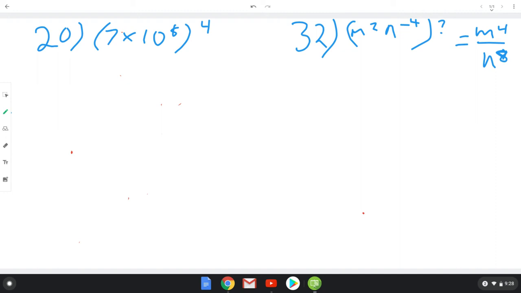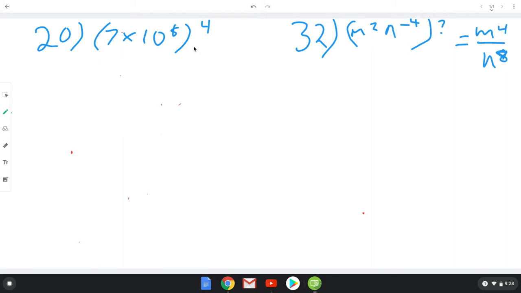Okay, this is 7-4, numbers 20 and 32. All right, let's start in with number 20. So the very first thing we're going to do is distribute this 4 to both the 7 and the 10 to the 8th.